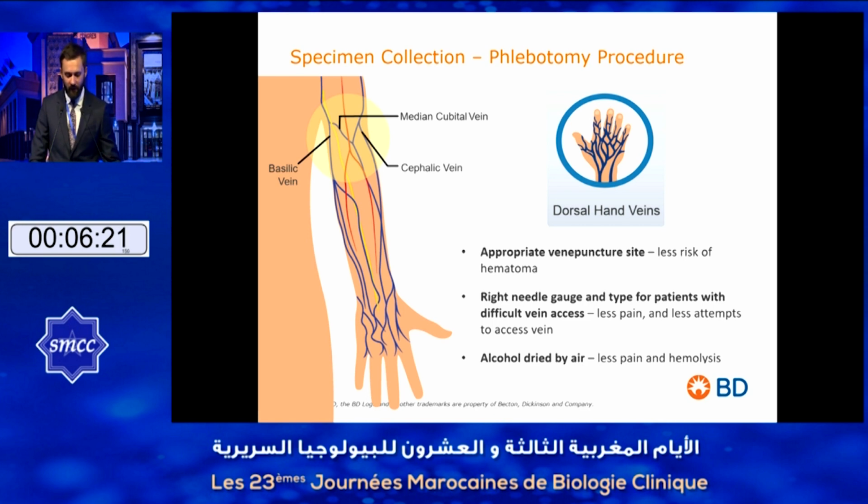Also, we all know that sometimes it's difficult to collect blood from patients with difficult vein access, fragile veins, from kids, from elderly patients. And definitely, choosing the right vein gives us a better chance to get a better quality blood specimen for lab tests. Also, we have to disinfect the skin before collecting blood, and the alcohol should be dried by air. If it's not dried, unfortunately, it would give extra pain to our patients. And last but not least, it would create an extra risk of hemolysis and rejection, and following recollection.